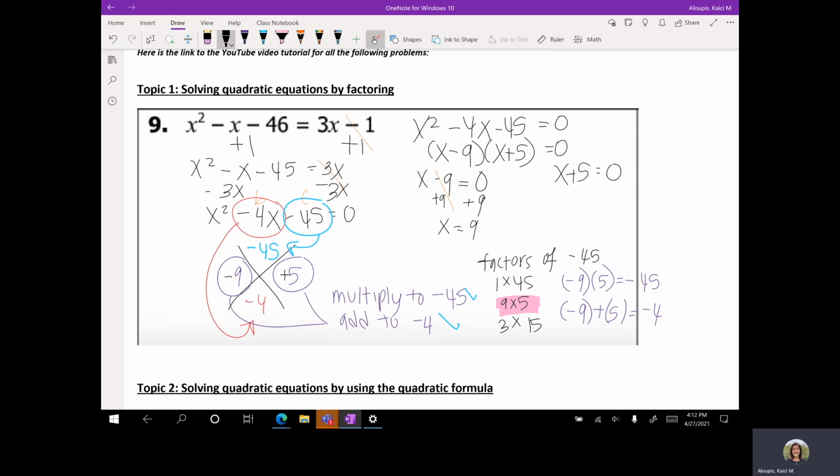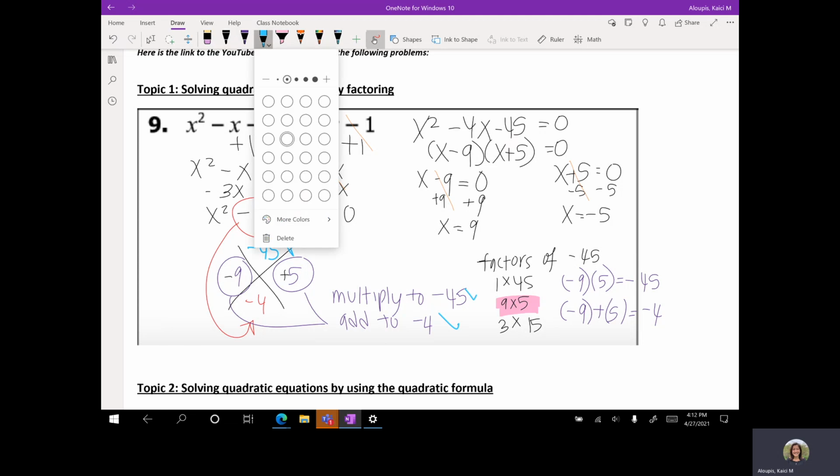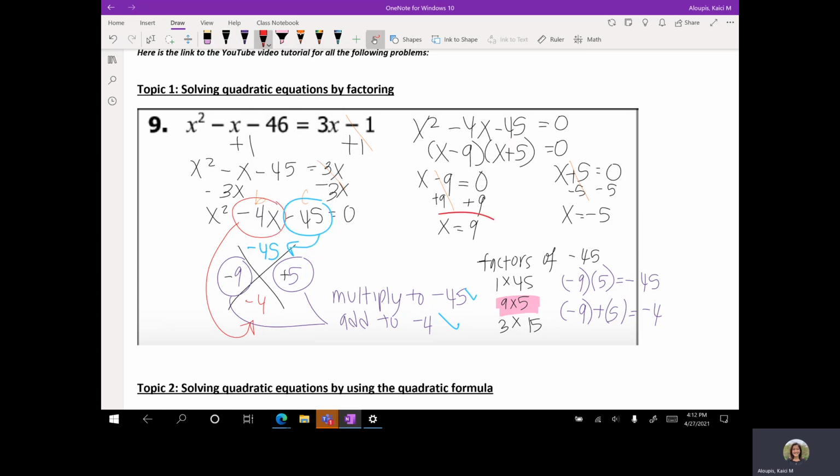Over here, we have x add 5 is equal to 0. Well, to isolate x, as in get x alone, we need to subtract the 5 that's being added to x, and we do that to both sides. The positive 5 and the subtracted 5 cancel out, and we get x is equal to negative 5. So these are our two solutions: x is equal to 9 and x is equal to negative 5.